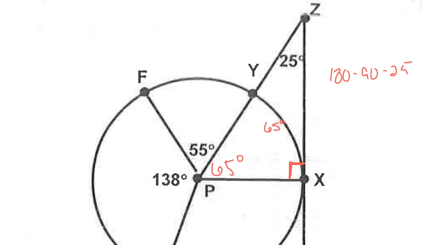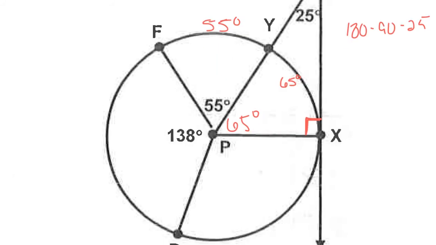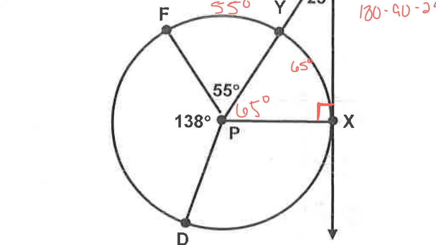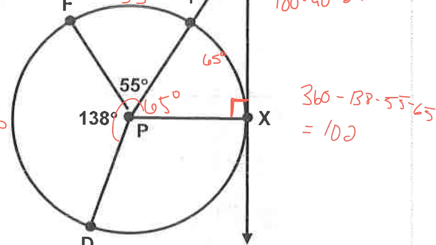So we already found out some stuff. I know because of this central angle FPY that its arc is also 55 degrees. Angle FPD is 138, so arc FD is 138. Let's see, we don't know P yet, but I know everything else out of the 360. So 360 minus 138 minus 55 minus 65, and that gives me angle P, which it looks like would be 102 degrees, which means its arc is 102 degrees.